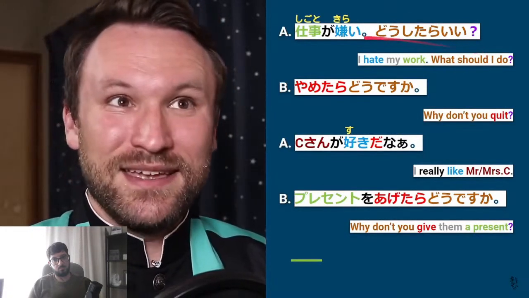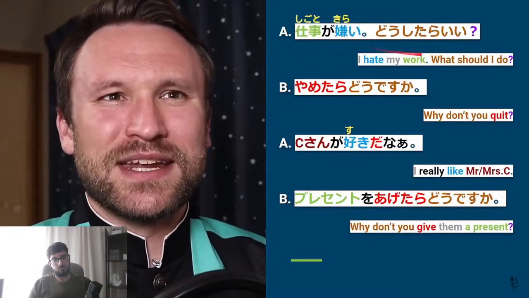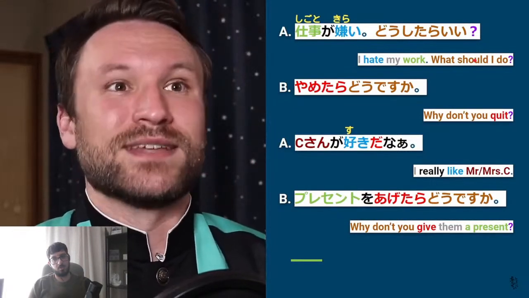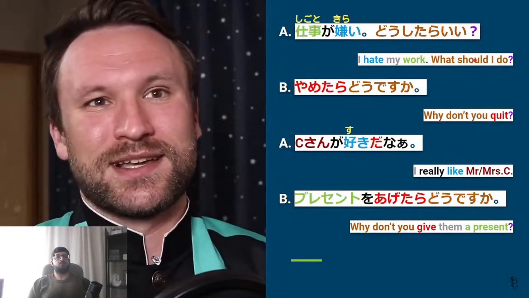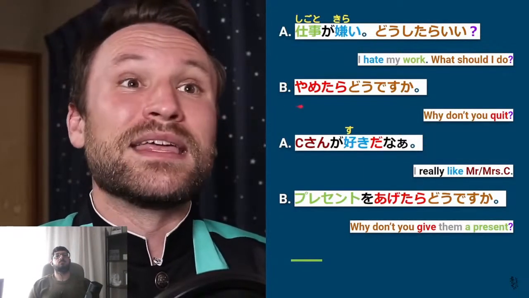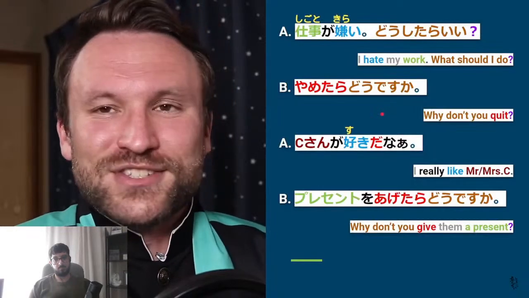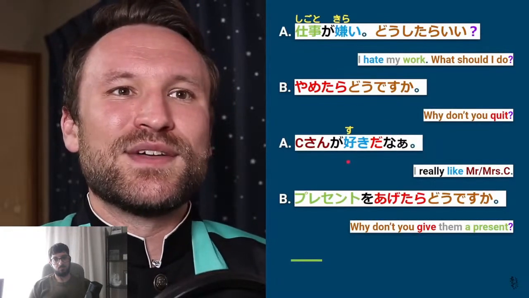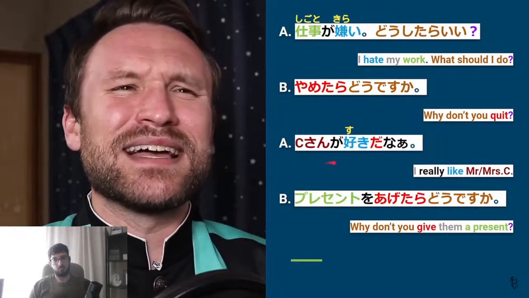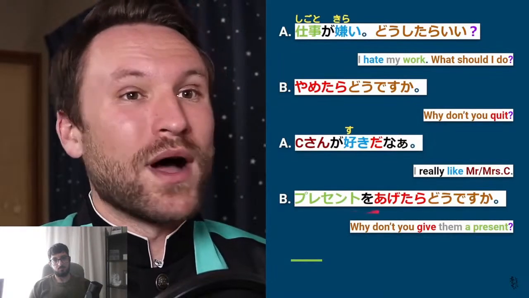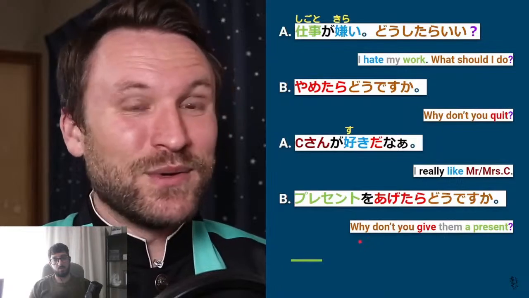仕事が嫌い. どうしたらいい? I hate my work. What should I do? So you've been asked for advice here. Now you can use どうですか without worrying about being rude. やめたらどうですか. Why don't you quit? Just like that. Cさんが好きだな. I really like Mr. or Mrs. C. プレゼントをあげたらどうですか. Why don't you give them a present?